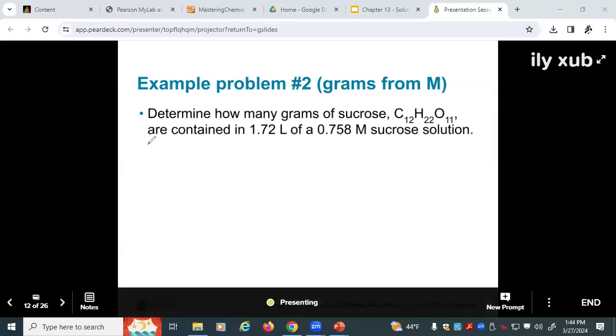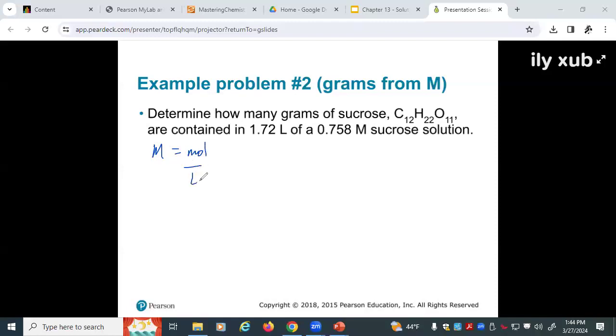The process here is that we have to understand that molarity is moles over liters. So if I take the molarity times liters of solution, that will give me moles of solute that I can then turn to grams using molar mass. This is the scheme we would use to solve a question like this. Take the molarity times the volume to give me moles, then convert the moles into grams using the molar mass.